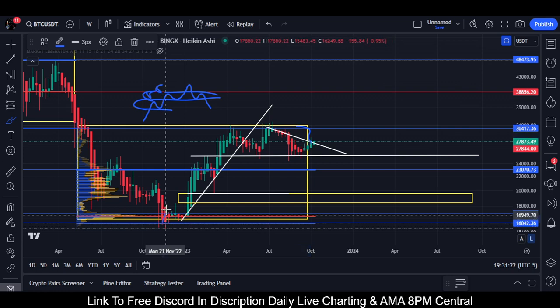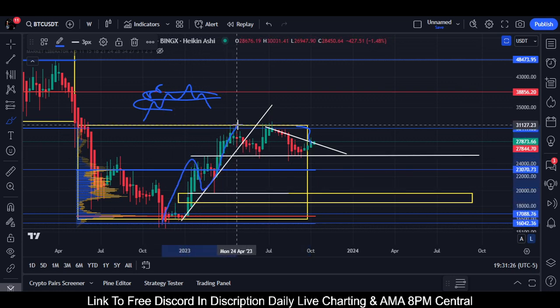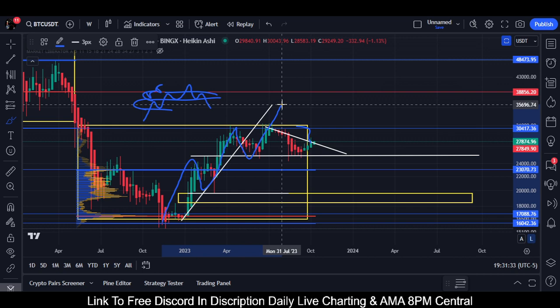So here you got your wave 1, wave 2, wave 3, wave 4, and possibly a wave 5.